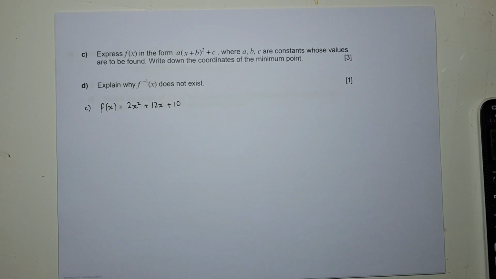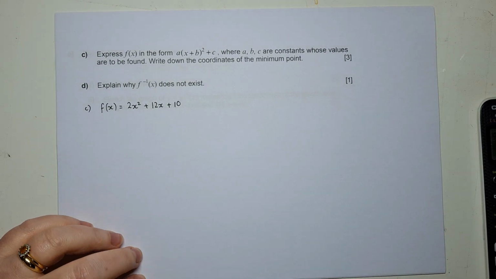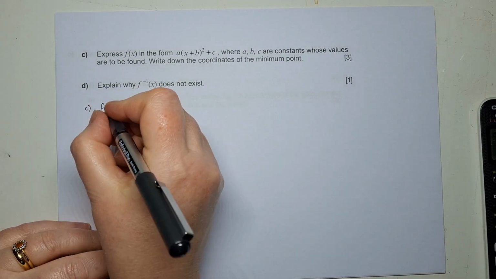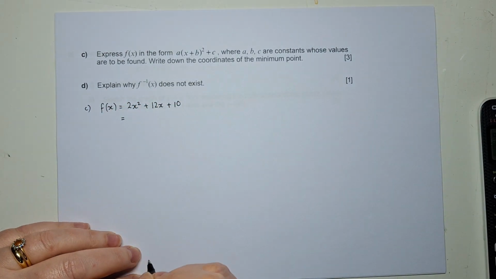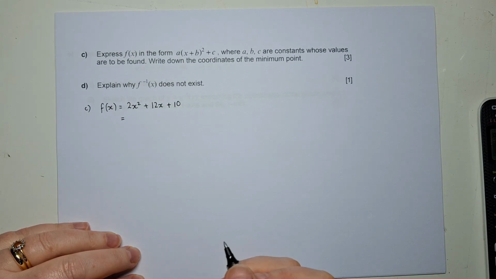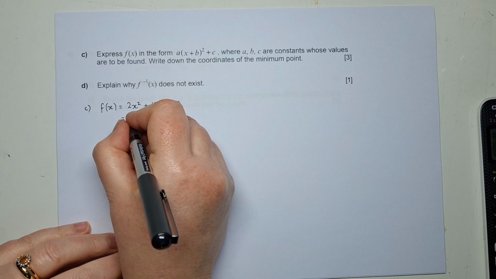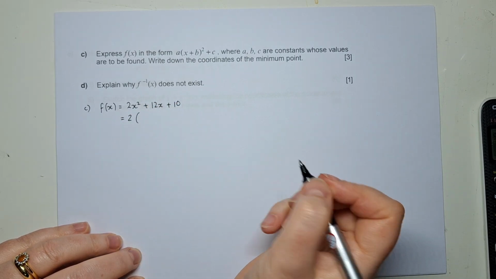Part C. Express f of x in completed square form. Okay, so this is basically a technique from Unit 1. And we've got a 2 in the front. You can't just divide through by 2 and complete the square for the simpler one, but you can take a 2 out as a common factor.